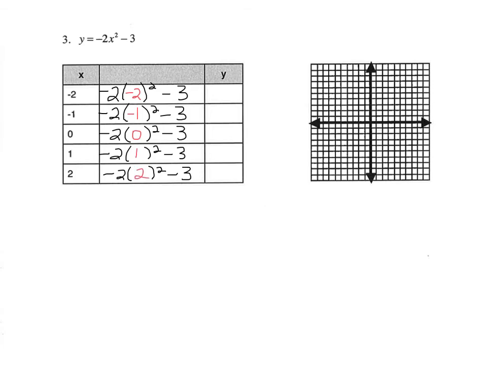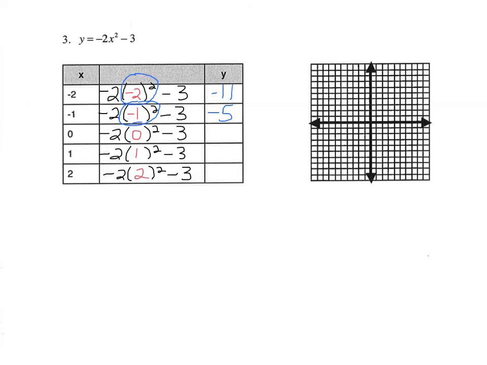And let's see if I can detect some symmetry in my table. Order of operations tells me to do the exponents first. I got to take -2 and square it, which is 4. -2 times 4 is -8. -8 minus 3 is -11. I got to do -1 squared first. That's 1. -2 times 1 is -2. -2 minus 3 more is -5.